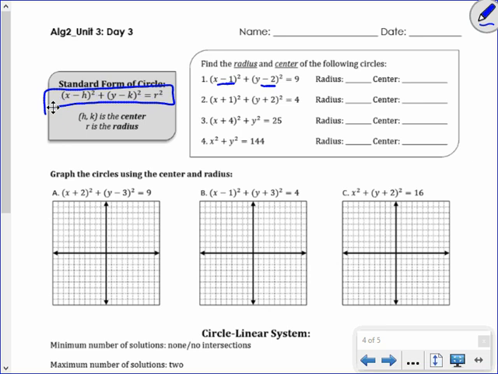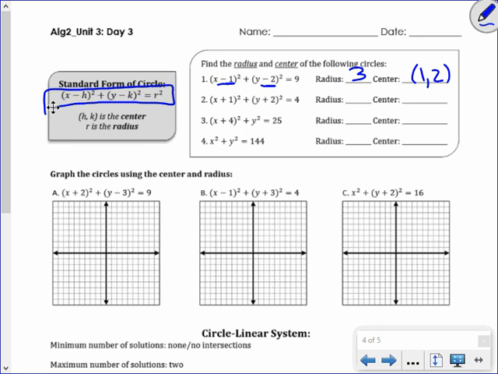1, 2. That's it. Very simple, very straightforward. And then the radius is just whatever this number is, square root: 3. That's it. Okay? What about the second one?